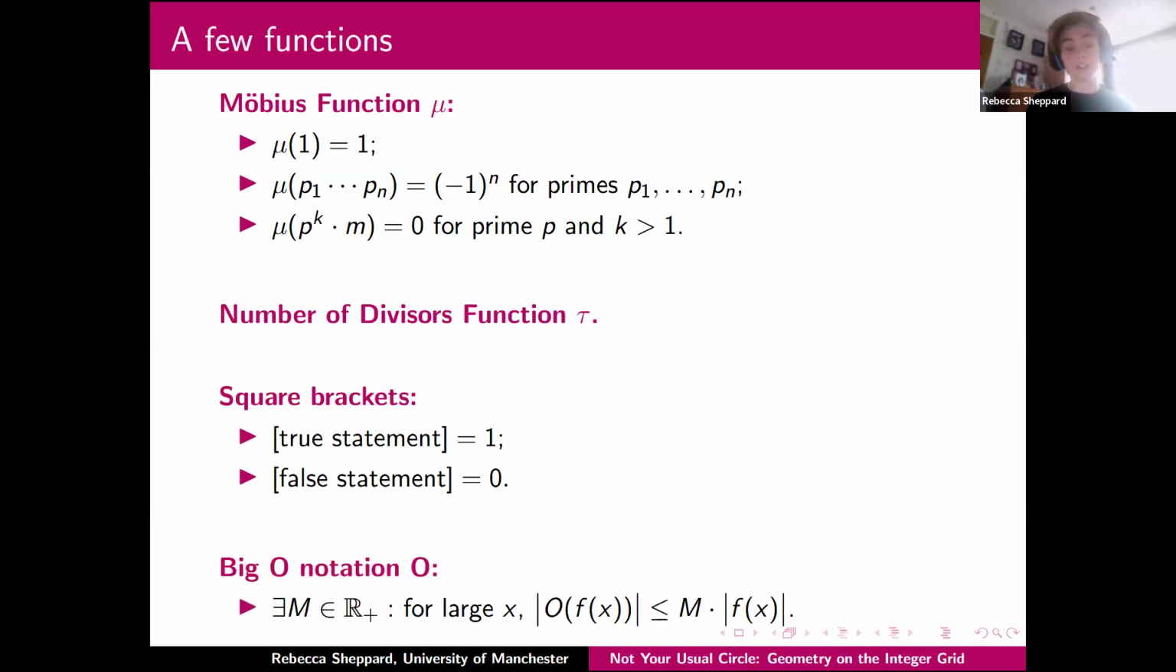And we use big O notation. So big O notation formally means that there is a positive real number m, such that for large enough x, the absolute value of O of f of x is less than or equal to m times the absolute value of f of x. Less formally, this is a way of describing how a function behaves asymptotically.